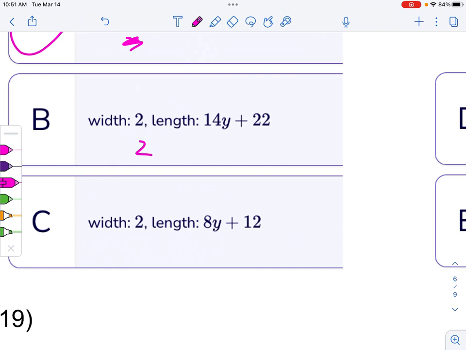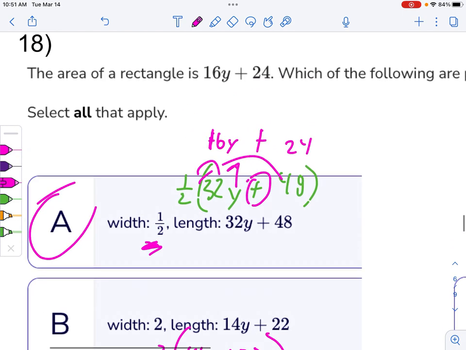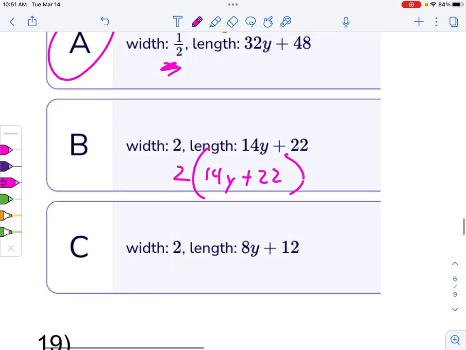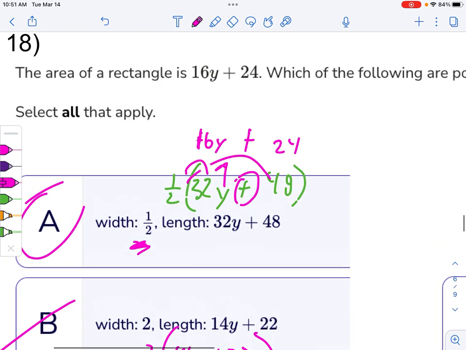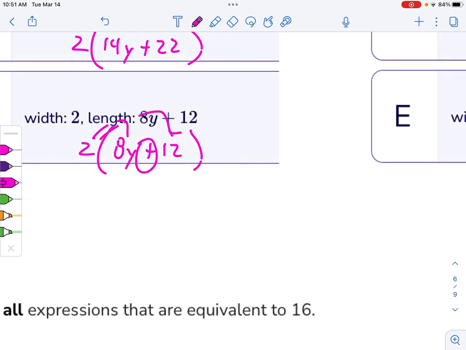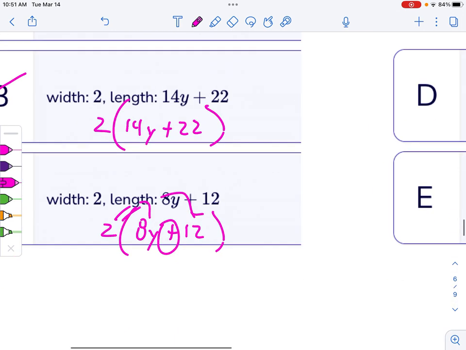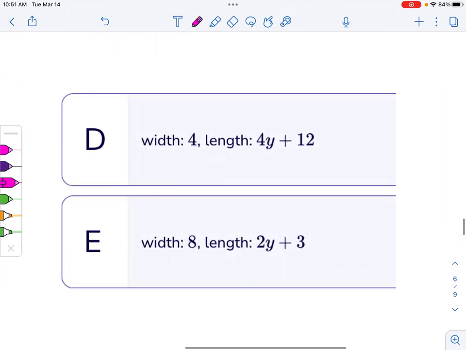B right here is saying the width is 2 times 14y plus 22. So let's double 14. Okay, if you double 14, you're up to 28. Oh, they want 16. Doesn't work. I already know it doesn't work. Width is 2 times 8y plus 12. Okay, 2 times 8y is 16y. So far, so good. Plus, yep. And then 2 times 12 is 24. Ding. C works. Let's try D.